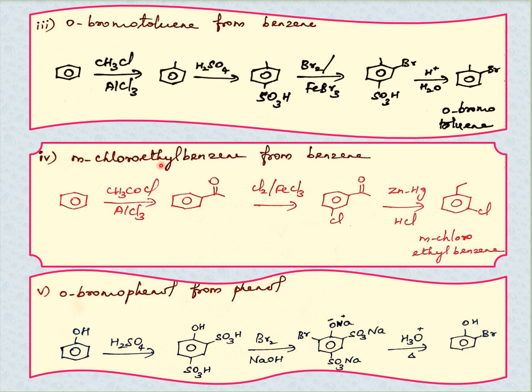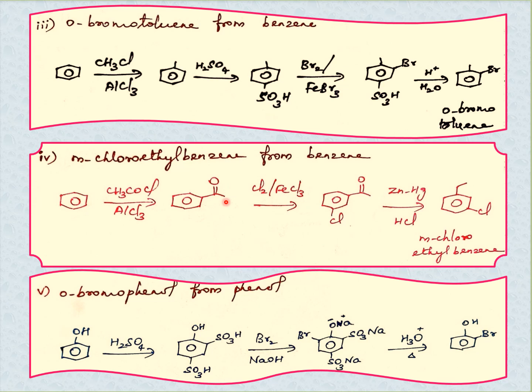And the next conversion is meta-chloroethylbenzene from benzene. Here we have to prepare ethylbenzene, so we have to introduce an ethyl group. Directly, if we are using ethyl chloride as an alkylation reaction, polyalkylation is a limitation. So there is a limitation that polyalkylation is happening in the case of alkylation. So we have to do the acylation. So an acyl group is introduced.